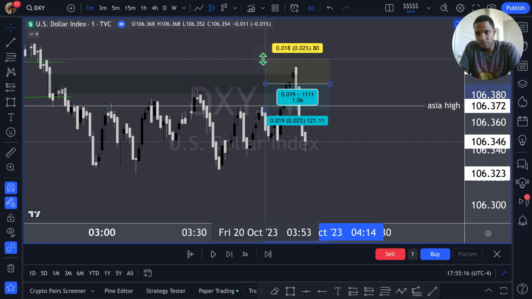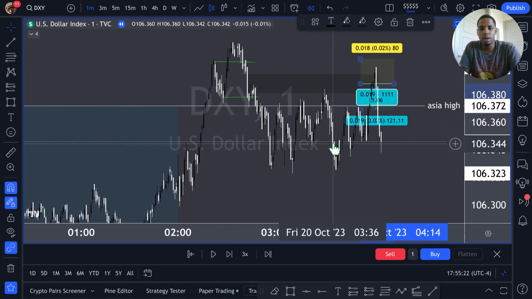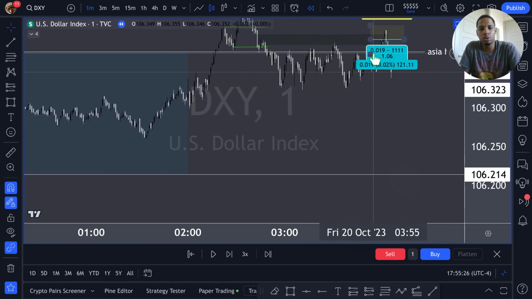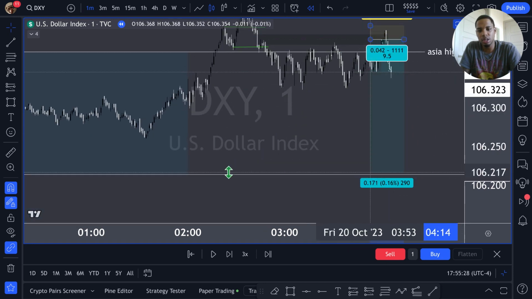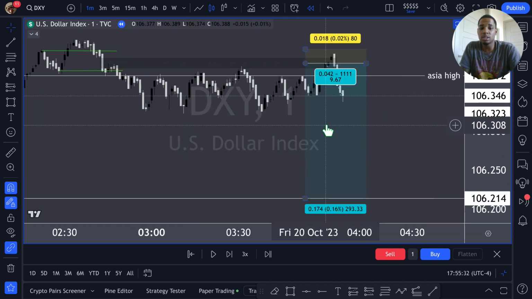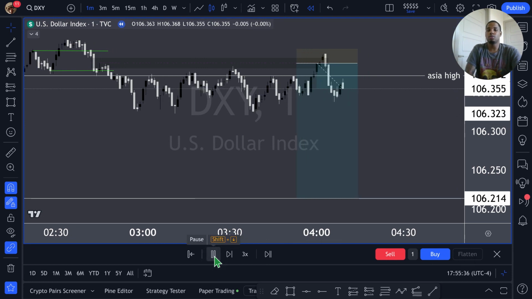Boom. Put the stops on the 3 candles that caused displacement. 1, 2, 3. Put it on the high of the stop. And like I said, we're running towards the opposite session liquidity right here. So you saw that almost 10-to-1 risk to reward. And then we just rock.